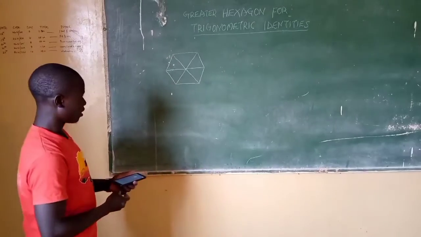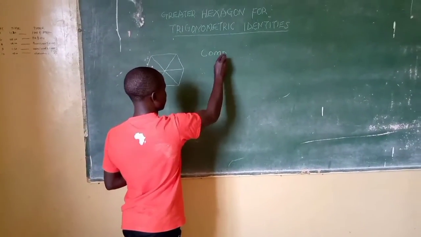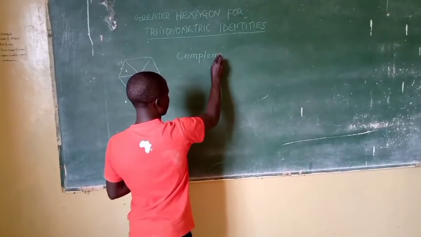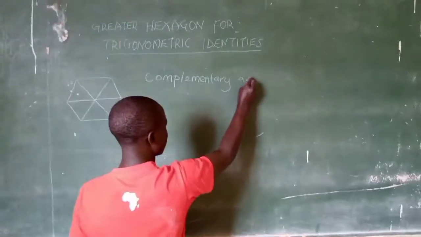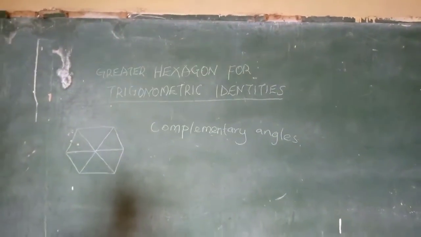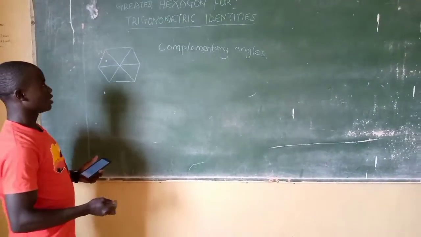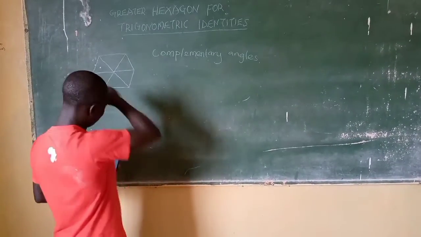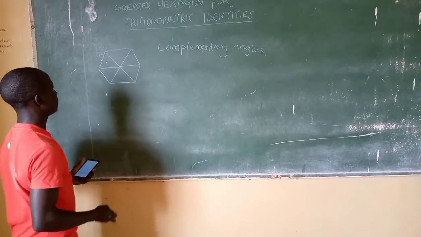Complementary angles. Two angles are said to be complementary if their sum equals 90. So if the sum of two angles gives you 90, they are said to be complementary.